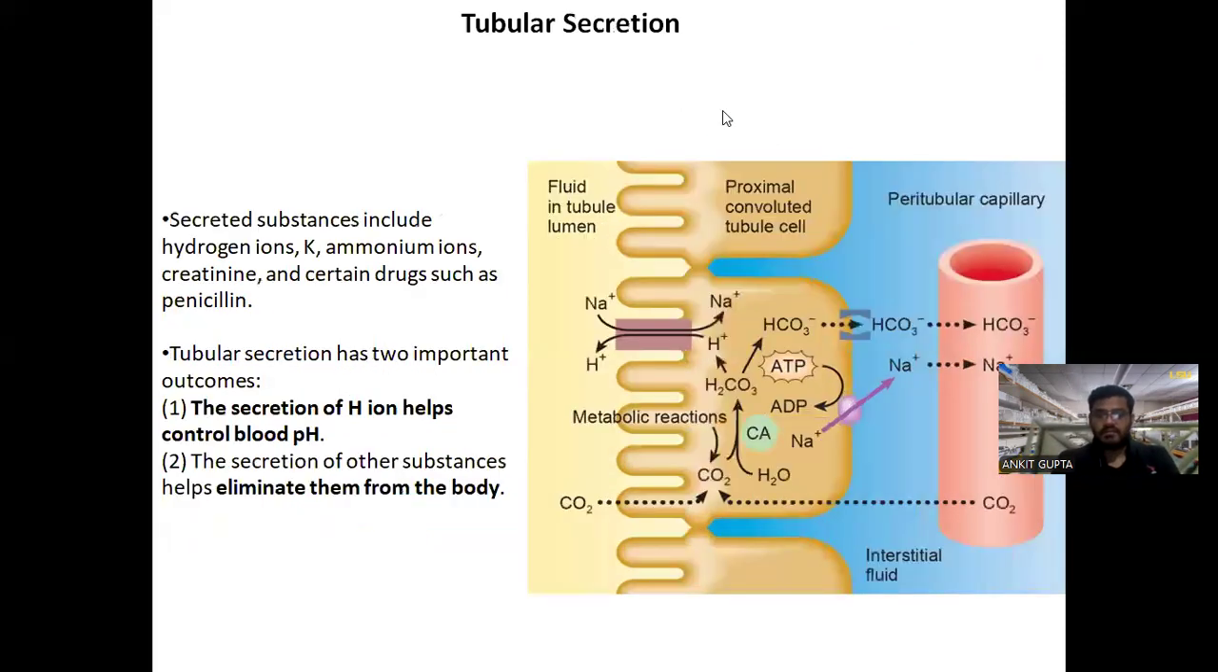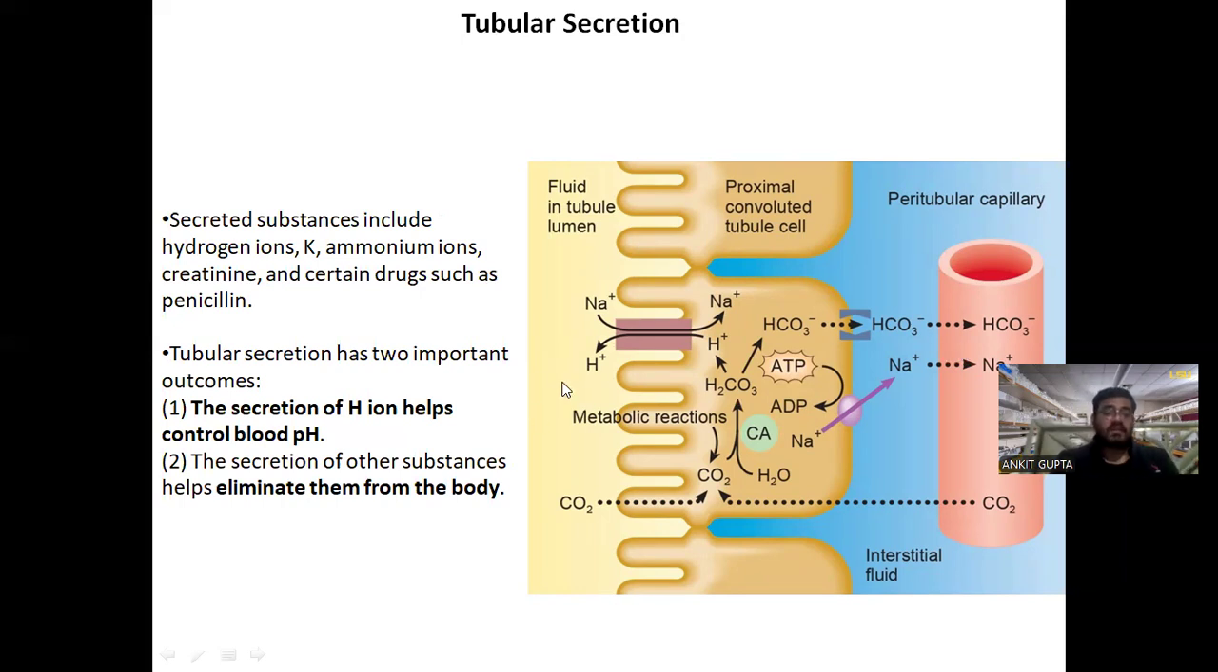So the next part is tubular secretion. So what is secretion actually? We saw that absorption was absorbing material from the fluid in the tubule lumen. Secretion is the exact opposite of it. That is, materials, ions, solutes, which are there in blood capillaries and in the cells of the renal tubule, are secreted back into the fluid in the tubule lumen.